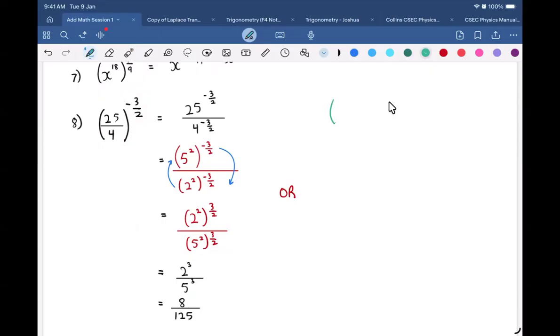You've got to start off like this: 4 over 25 to the power 3 over 2, right? And you've got to continue from there. Understand what I'm saying? Yes, sir. Nice.